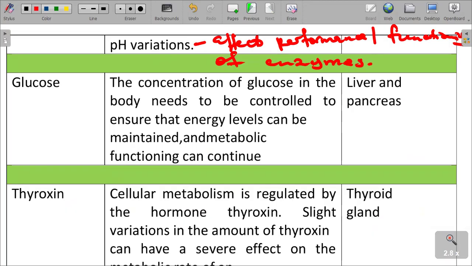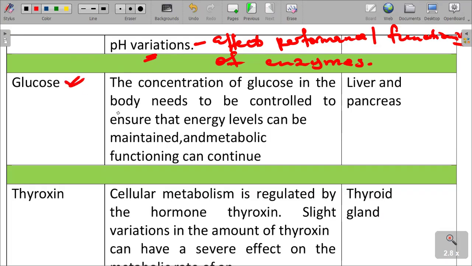That is one thing that you need to understand. pH variations affect the functioning of enzymes. The acidic or alkaline conditions, these enzymes are quite sensitive to that. Remember that these are protein in nature. We need to undertake an understanding up to that.